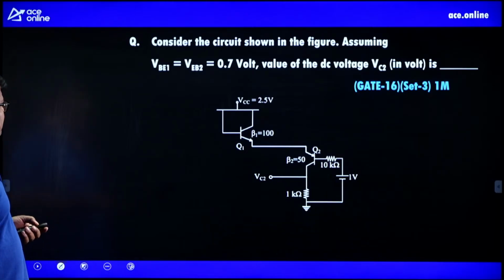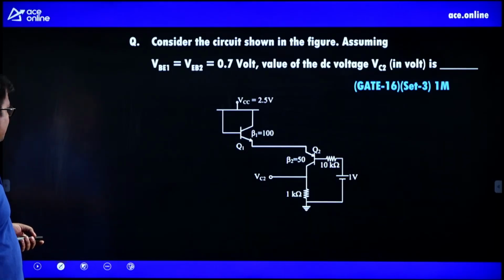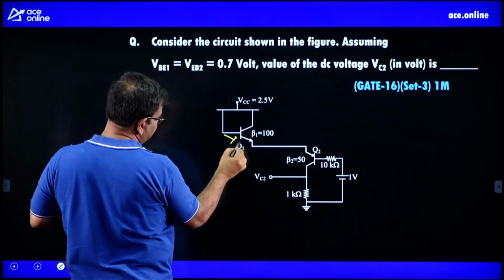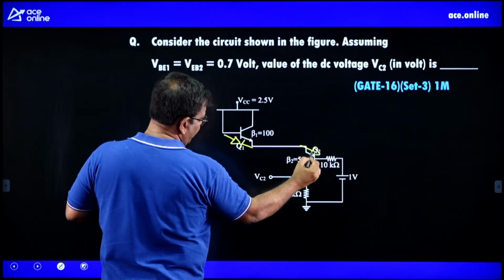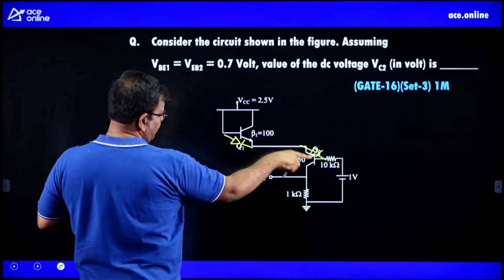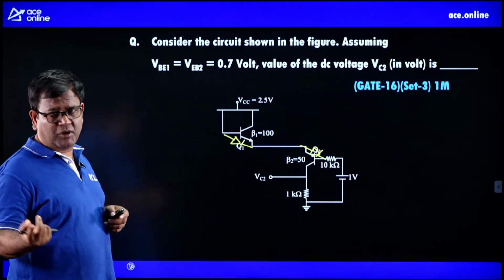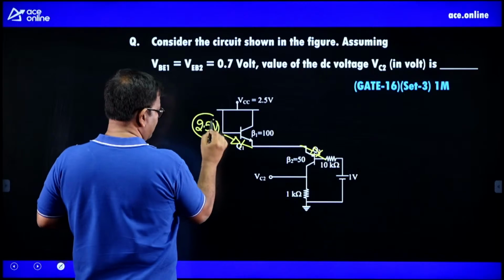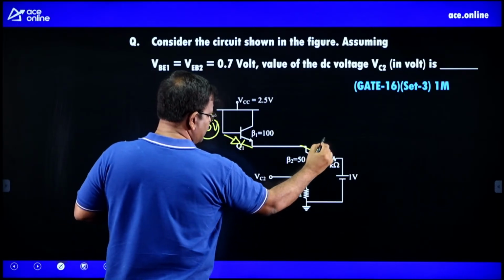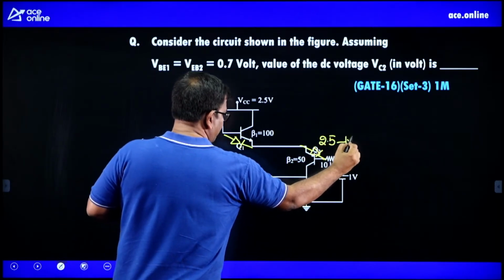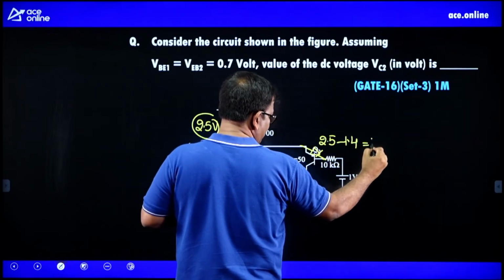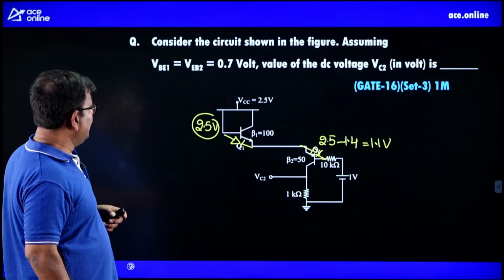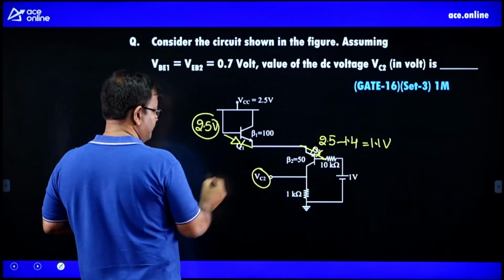Now consider the circuit shown in the figure, assume VBE is 0.7. So the examiner has given 0.7 here and 0.7 here. So 0.7 plus 0.7 is going to be 1.4, right. So you have 2.5 minus 1.4, so that is 1.1 volt here. So he wants this voltage Vc2.